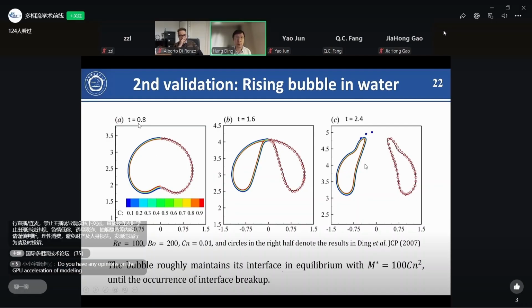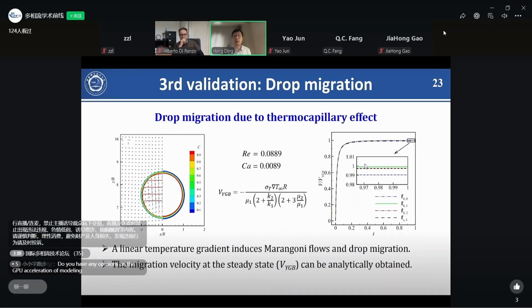And this at the time of 0.8, on the right-hand side, the curves are our results. These symbols are from the reference, the paper published a long time ago. At t equals 1.6, we can see that this bubble has a topological change. They will break up. We have quite good agreement. Even after the breakup, we can see this under-resolved interface, and the tiny bubbles can also be captured here. So we're quite happy that we can resolve this problem.